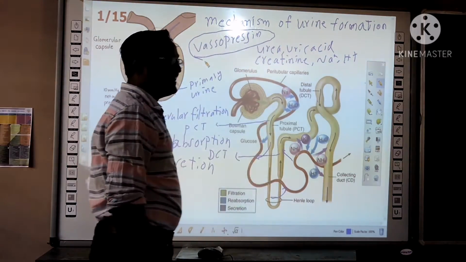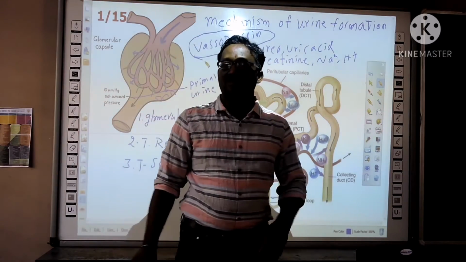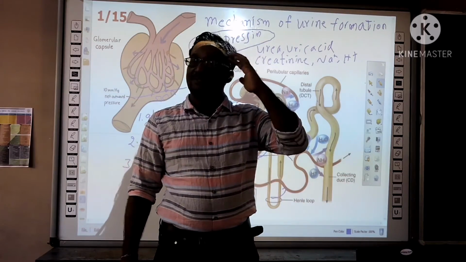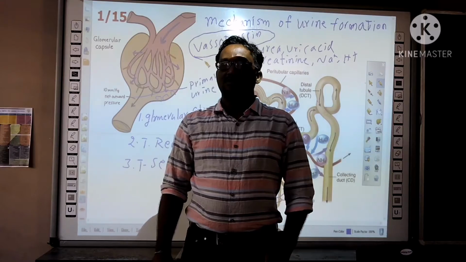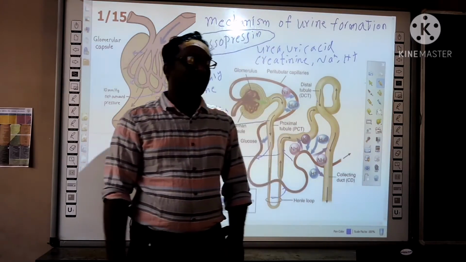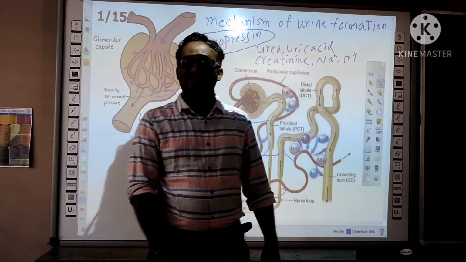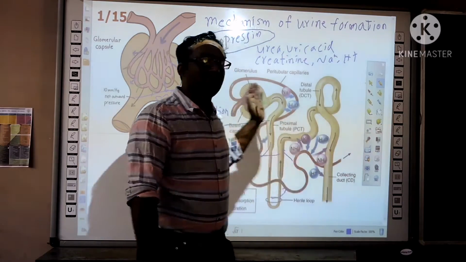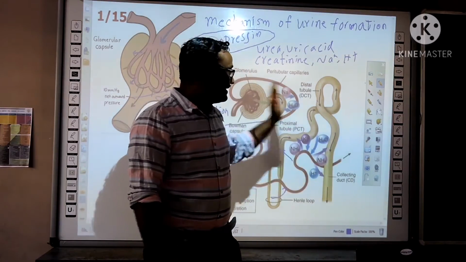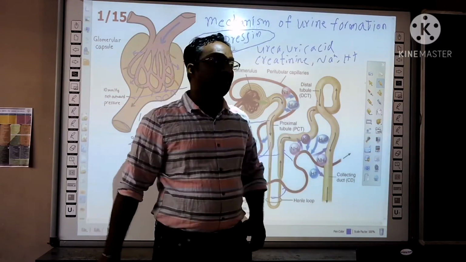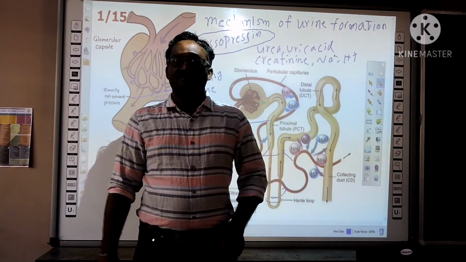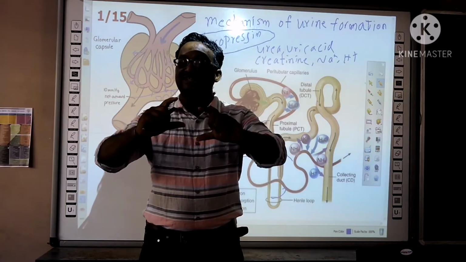The vasopressin hormone is released from the hypothalamus, which is present in the brain. Through the pituitary gland, the hypothalamus releases vasopressin. It is transferred to the kidneys through the blood. So what is the role of vasopressin? It regulates the concentration of urine.